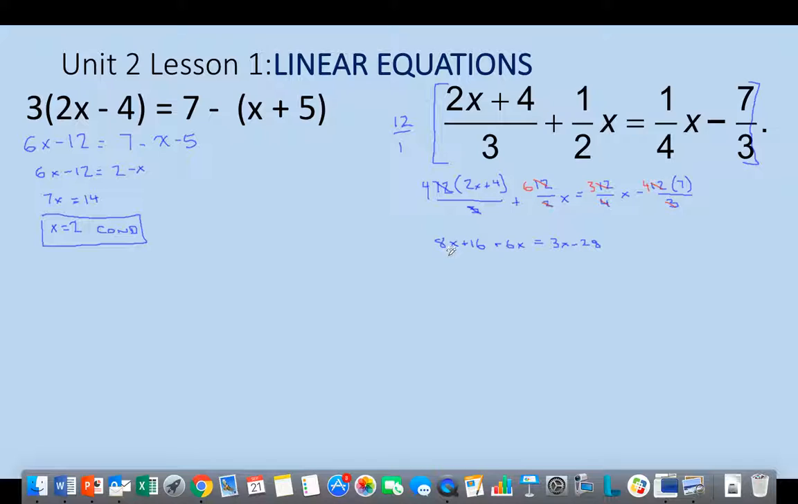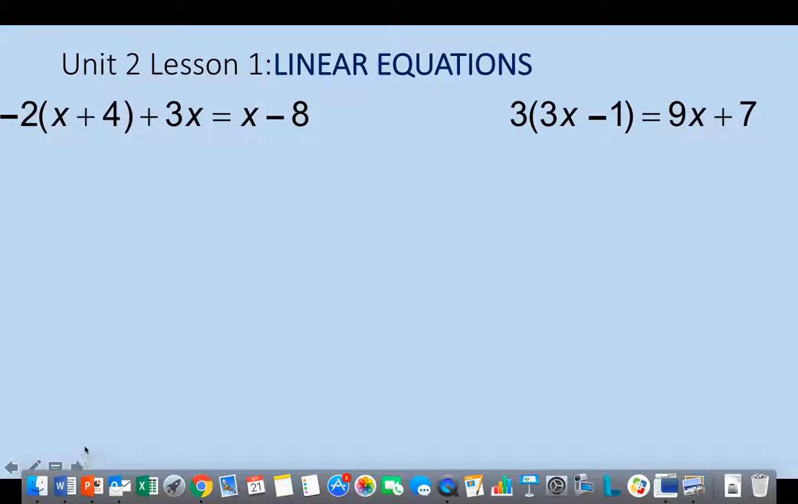8 plus 6x is going to be 14x plus 16 equals 3x minus 28. I'm going to subtract the 3x from both sides and get 11x. Subtract the 16 from both sides. This was the equal sign. Now I've got negative 44, which comes out to a nice cool x equals negative 4. Again, another conditional solution. All right.